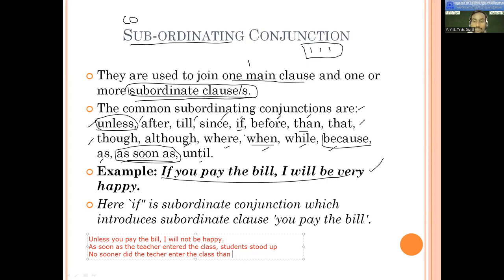The students stood up. And the same sentence you can use with when also, because they are similar and you can replace them with each other. So it can be like this: when the teacher entered the class, students stood up. So you can use any one, and that's all right. All three sentences are right. Okay, so you should know how to change them.